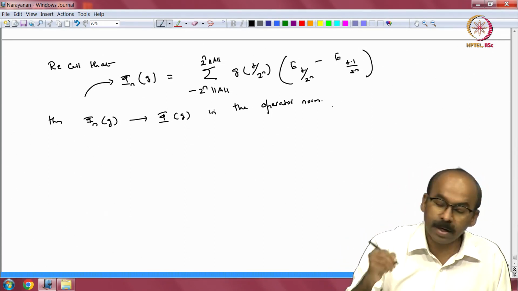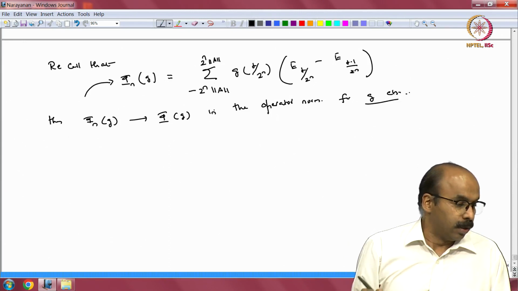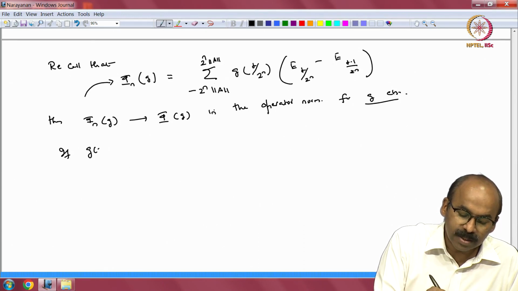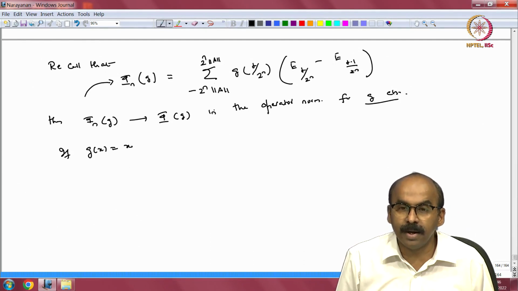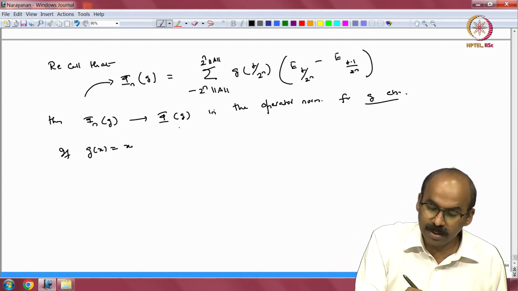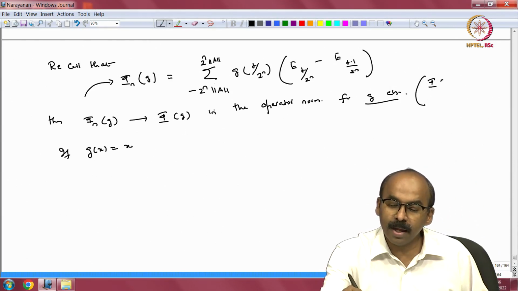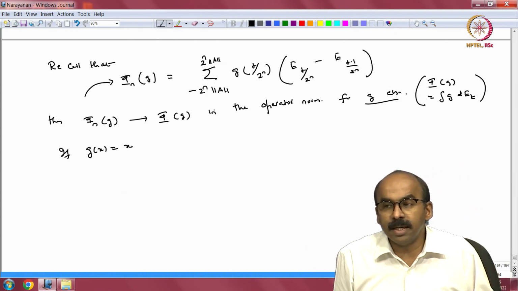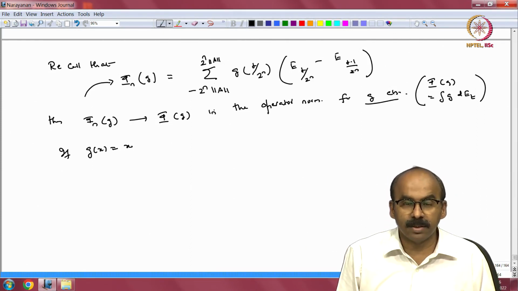So this converges in the operator norm for at least continuous functions, for g continuous. If g of x equals x, I want to know what happens. So phi n g converges to phi g in the operator norm for g continuous, and we denoted by phi g the integral of g dE. Now, our aim is to show that when g is the identity function, that is g of x equals x, I am going to get the operator A which I started with.